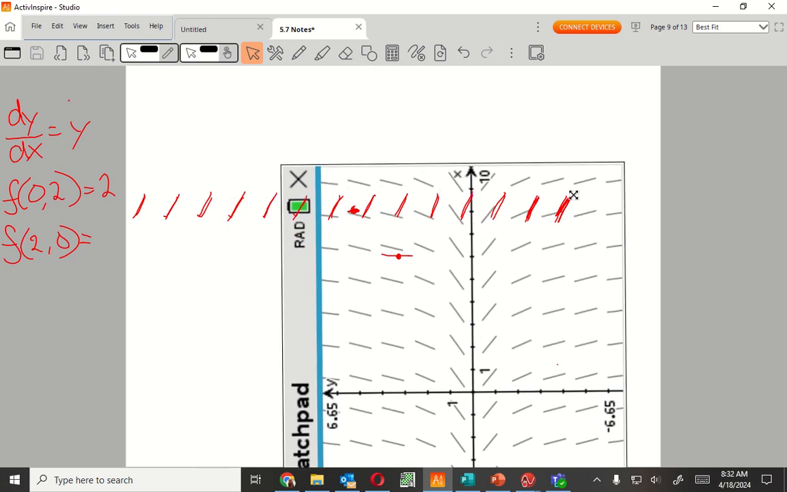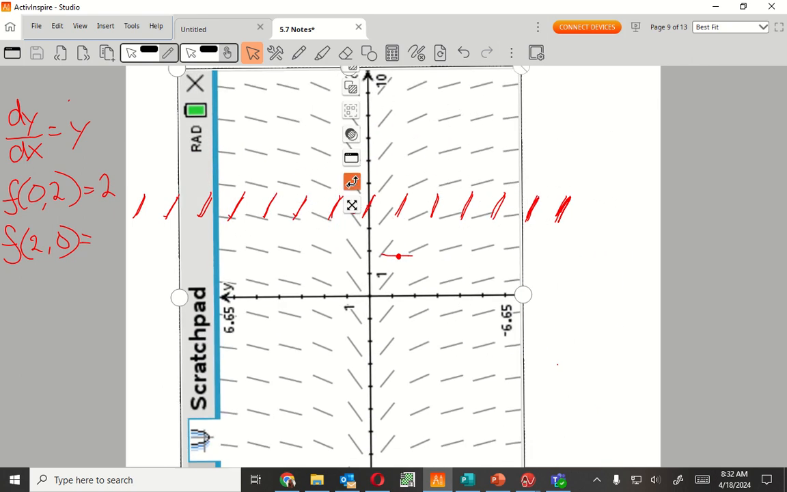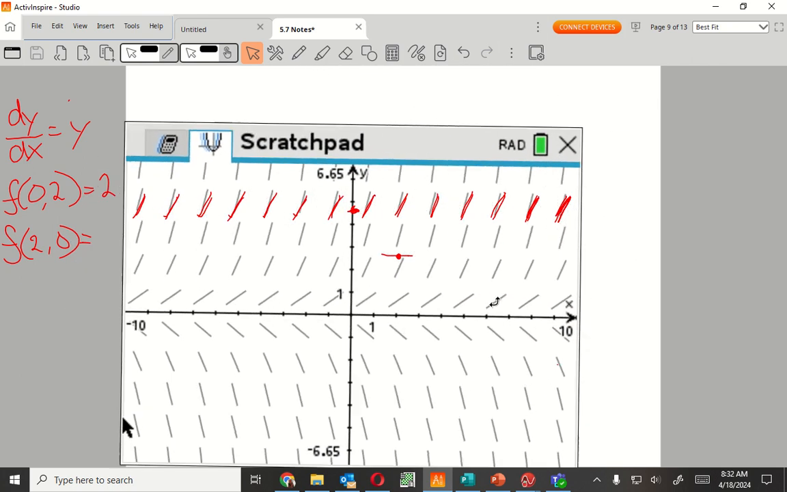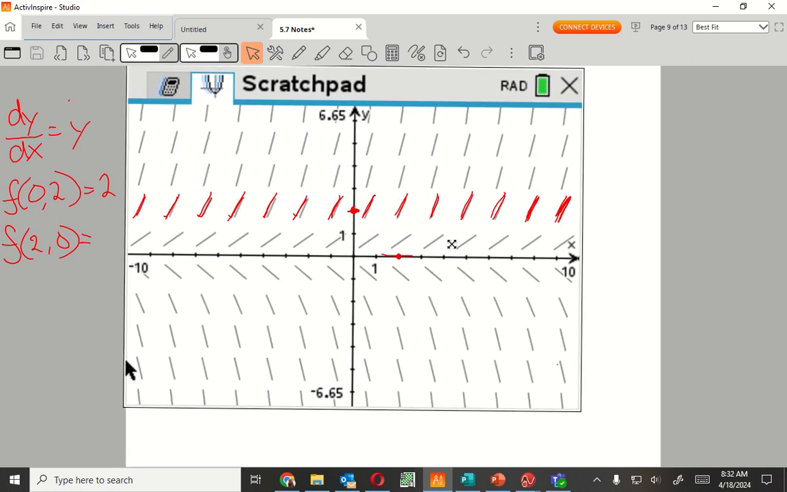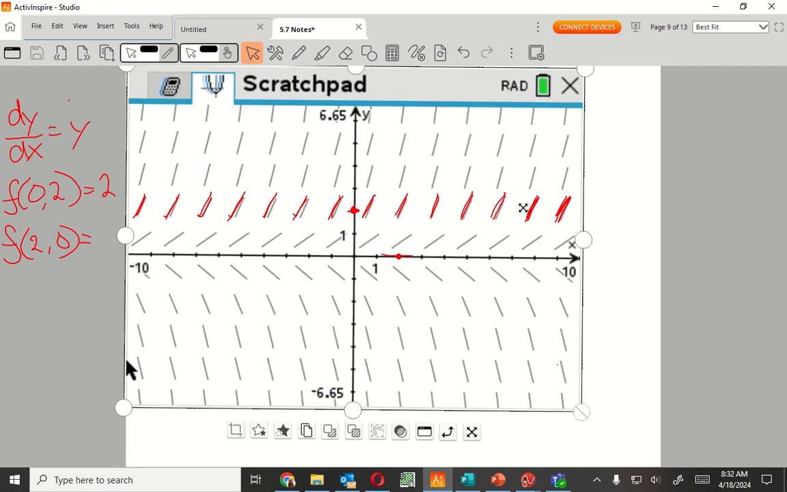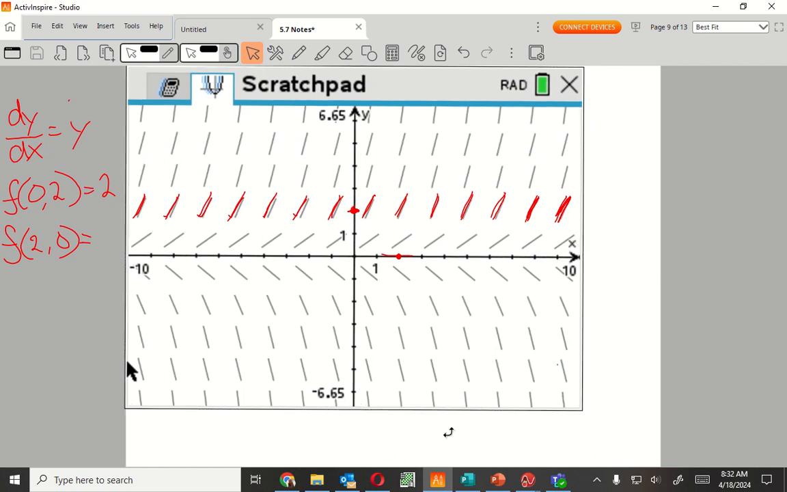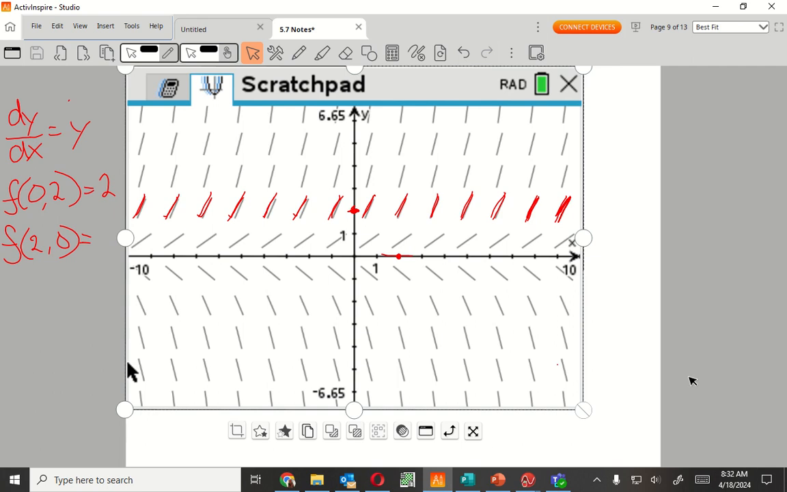Let's do it again. Oh, it's pointing away from the y-axis. Y value is the slope here, right? Yeah, y value is the slope. I want to line it back up. Hopefully that's it. Close enough.